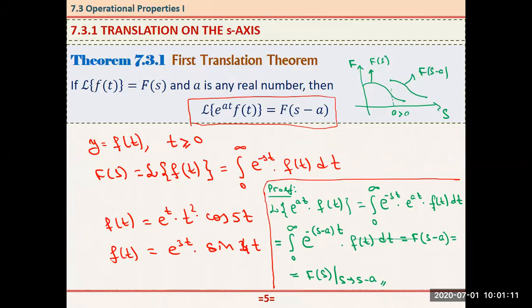The first translation theorem: translating the function f, that's a Laplace transform, a units to the right, or just shifting a units to the right. That means that if you multiply this function f of t by e to the power at, its Laplace transform will be capital F of s minus a. And we have already proved that theorem.